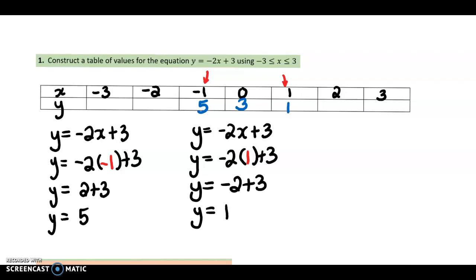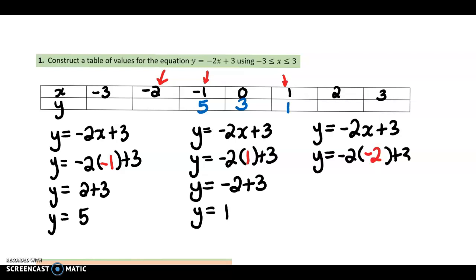Now hopefully you can see that there is a pattern forming, but just to be really clear, I'm going to give one more point. So I'm going to look at negative 2 so you can really see the clear pattern here. So my equation, as always, negative 2x plus 3. In this case, I'm working with an x value of negative 2. So negative 2 times negative 2 is positive 4, so plus 3. So y in this case is 7. So as you can hopefully see here, our y values are simply decreasing by 2, which makes sense because that is our gradient. So this will be 9, this will be negative 1, and this will be negative 3.